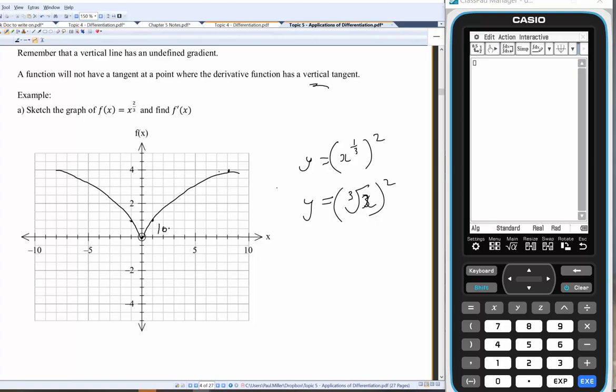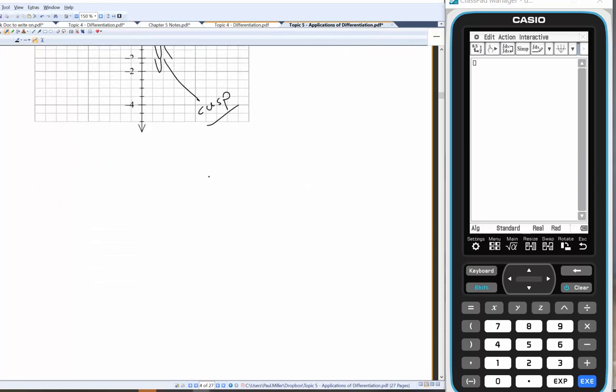Make sure you label key features. (0, 0) is the only key feature there. I forget the name of that thing there. I think they call it a cusp. Don't Google it and prove me wrong. I don't really care, but I think they call that a cusp. It's not going to be a question. You don't need to know what it's called. You just need to know what it looks like. Now they want us to do f dash.